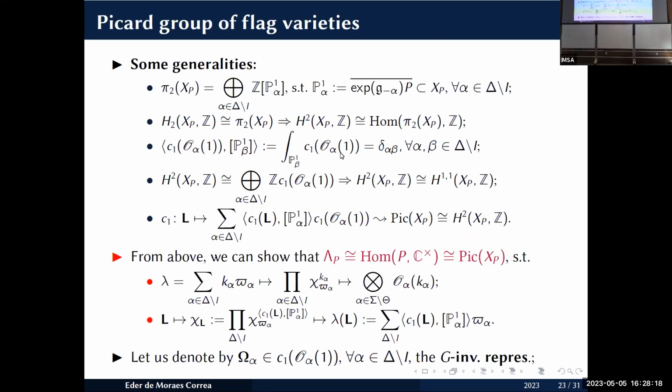Here we have also some generalities. The important thing here is this isomorphism, the isomorphism between the lattice defined by P, the character group of the parabolic subgroup, and the character group of flag varieties. So here we have the arrows defining the isomorphism. I'm going to denote by capital Omega alpha the invariant representative inside the Chern class of the generators of the character group.